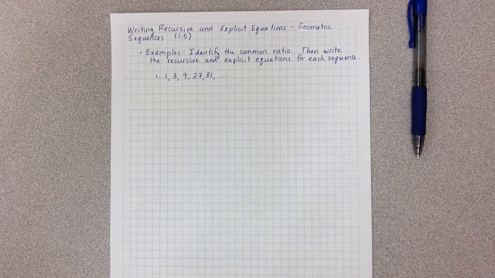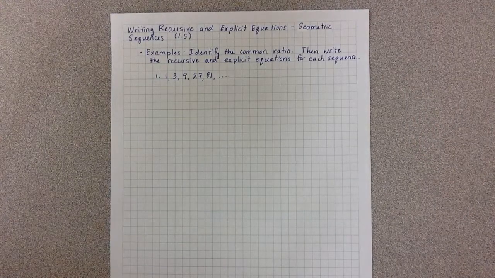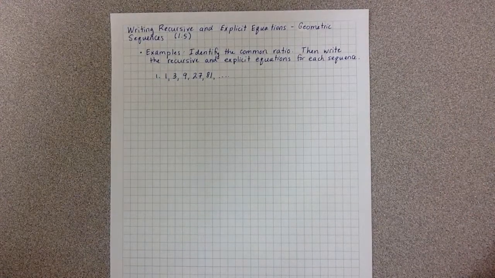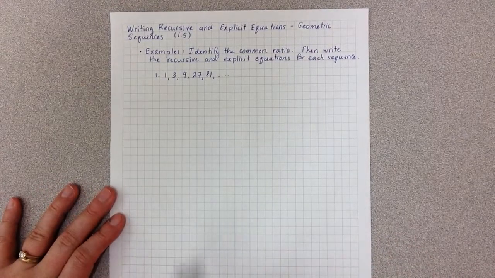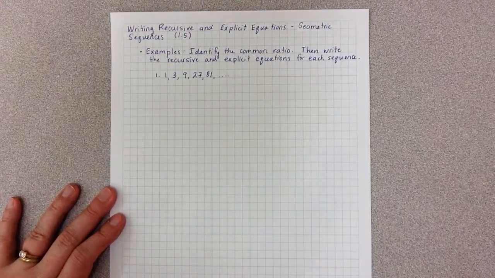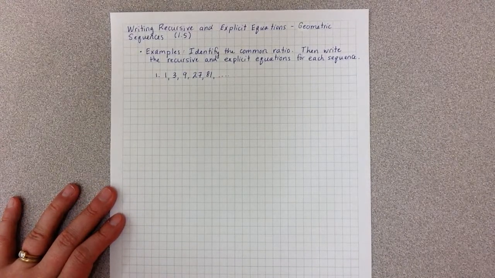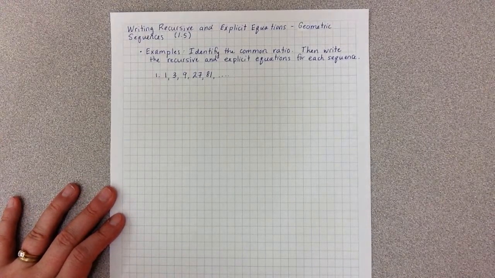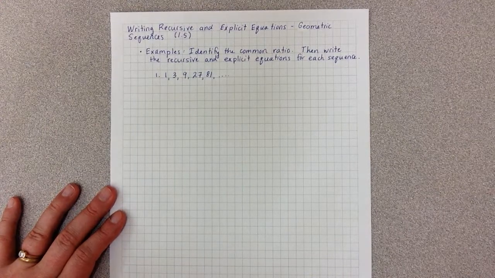These notes are on writing the recursive and explicit equations, but this time for the geometric sequences, and this is what you worked on in section 1.5. So we'll do a few examples. The directions are the same as the previous notes for arithmetic sequences. Identify the common ratio, then write the recursive and explicit equations for each sequence.